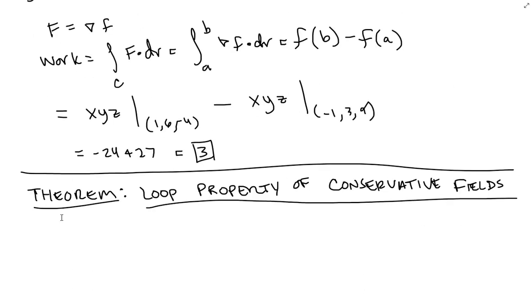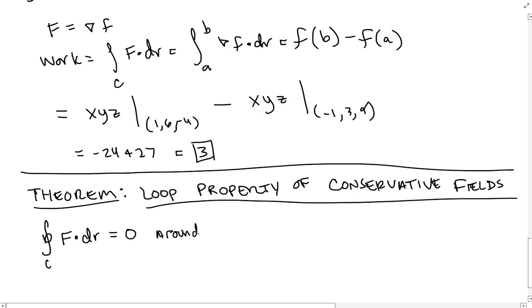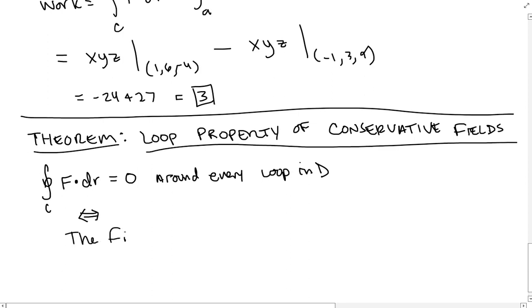This theorem is the loop property of conservative fields. It says the following: if we have an integral over our curve C, and this notation right here means that we're integrating around a closed path, then the integral around a closed path of F dot dr is actually 0. This is when it holds around every loop in the region D, so every closed curve C is another way to think about that. And this statement is equivalent, with a two-directional arrow because the opposite direction is also true, to saying that the field F is conservative on the region D.